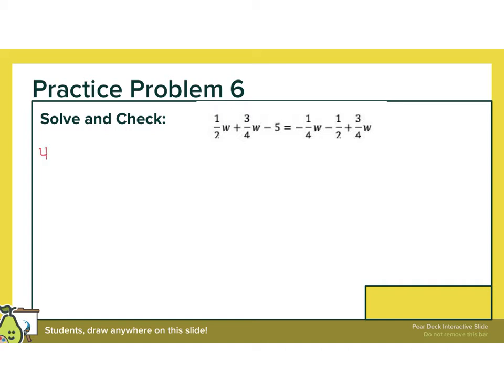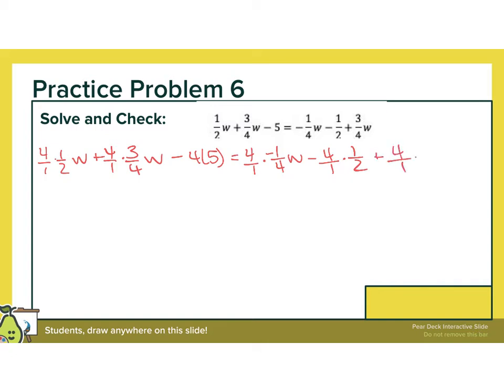So that means 4 over 1 times 1/2 W plus 4 over 1 times 3/4 W minus 4 times 5 equals, this is a long one, 4 over 1 times negative 1/4 W minus 4 over 1 times 1/2 plus 4 over 1 times 3/4 W. Start simplifying and getting rid of fractions.